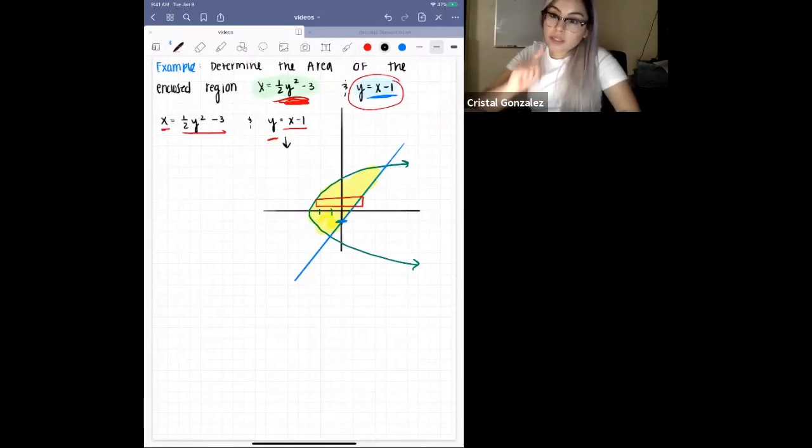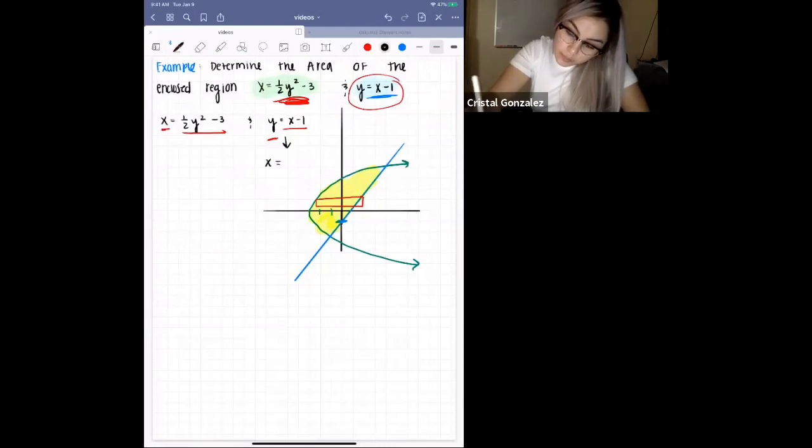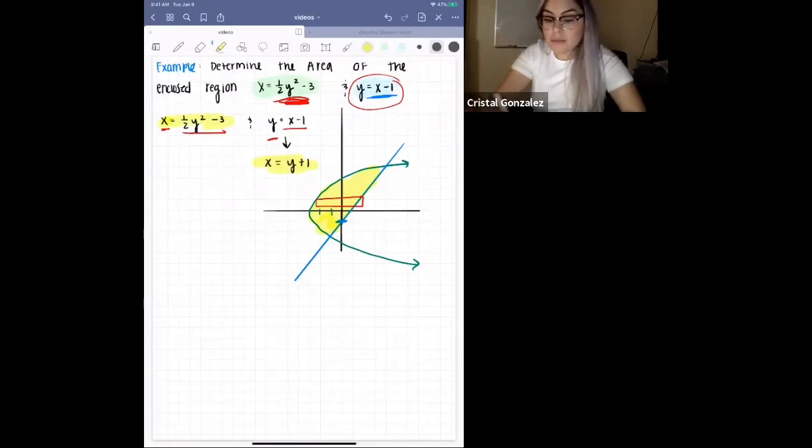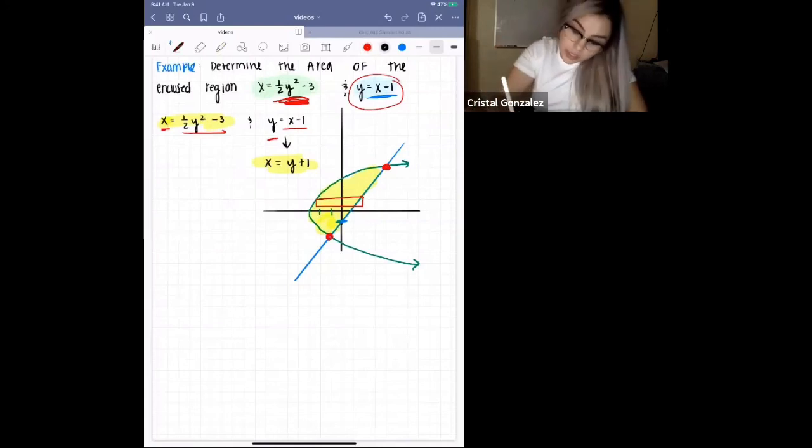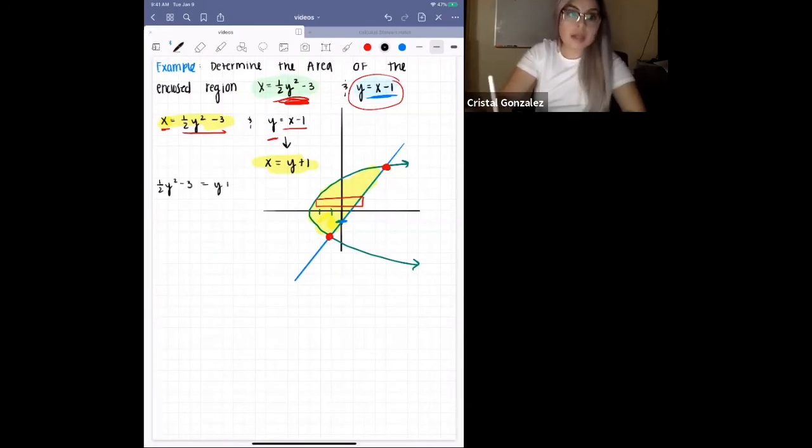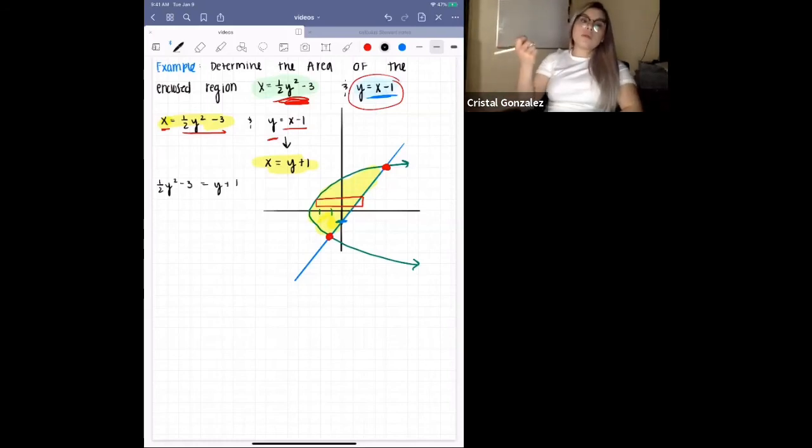So if I rewrite this so I have my x equals, I will get the function x equals y plus 1. And so we're going to now set these two new functions equal to each other to find the bounds that are here and the bounds that are here. Okay, so then we're going to get 1/2 y squared minus 3 is equal to y plus 1. And our job now is to find out where they intersect each other.